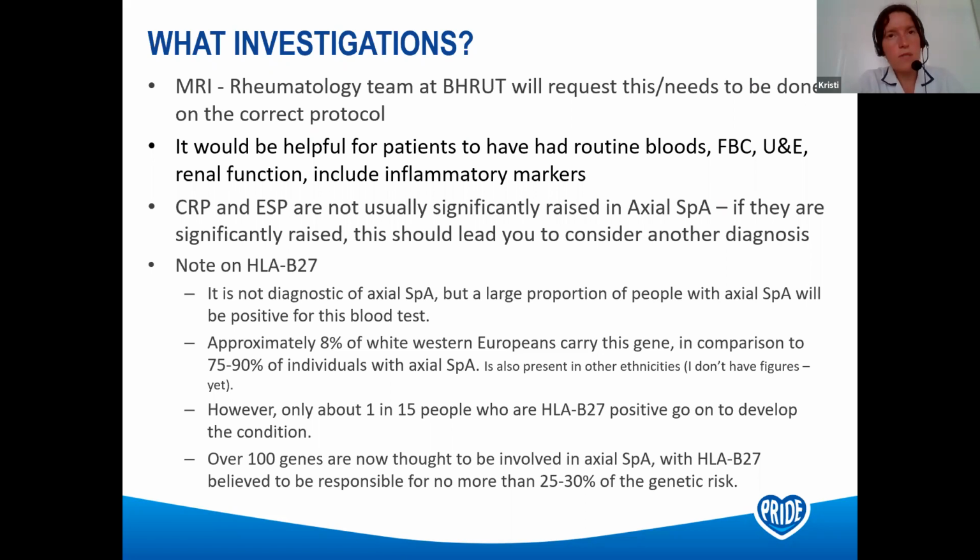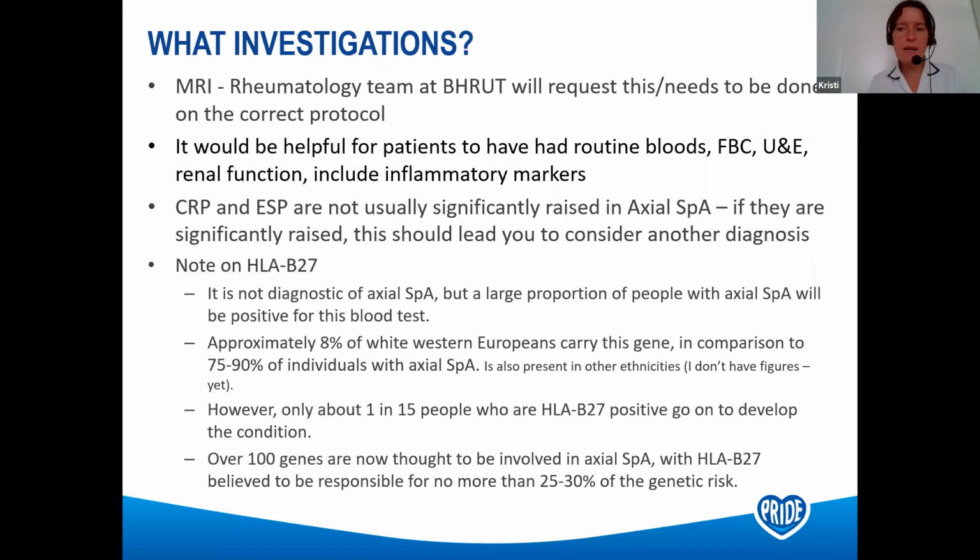So there are thoughts that there is more than just the genetic link, that there's some other environmental trigger, and there are starting to be studies looking at whether or not diet has an influence, but there's not strong enough evidence yet to recommend dietary changes at this stage. There's lots of new research being encouraged at the moment. It's thought that over 100 genes are now involved with axial SPA, with HLA-B27 being responsible for only about 25 to 30% of genetic risk.